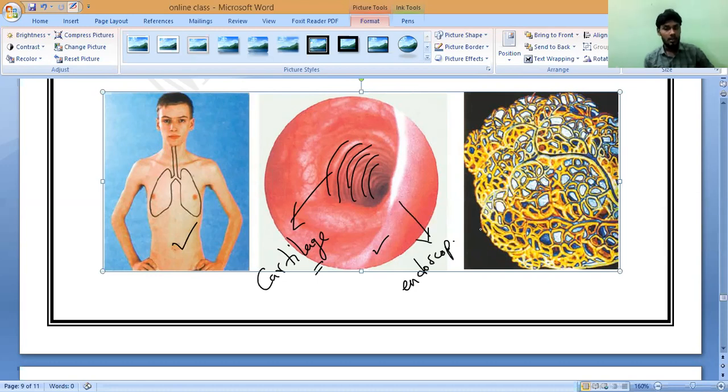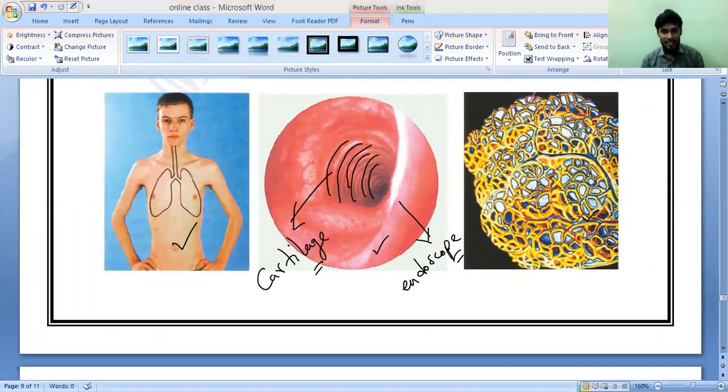Endoscopy. Next, observe this. This is a zoomed picture of the most important part, where the gaseous exchange takes place. Alveoli. Where the exchange of oxygen and other gases takes place. Here you may observe small blood vessels coming, and the small blood vessels are carrying the blood.